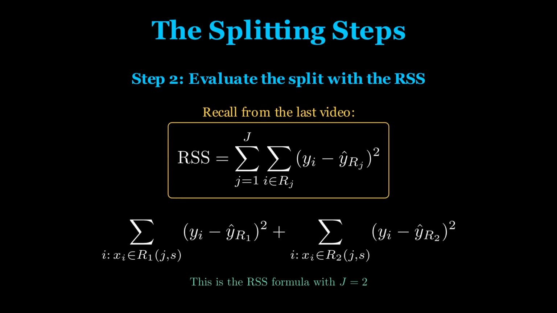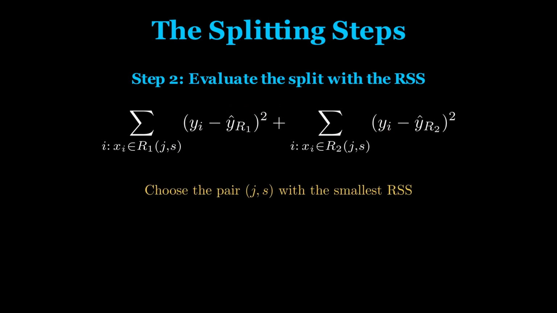The RSS for a candidate split is the sum of squared errors in region R1 plus the sum of squared errors in region R2. We compute this RSS for every predictor j and every cut point s, and identify the pair that results in the smallest value. That pair gives us the best predictor and the optimal cut point, and this search can be done quickly when the number of features is not too large.